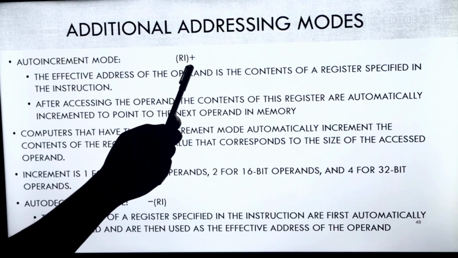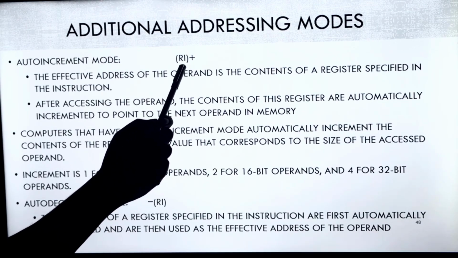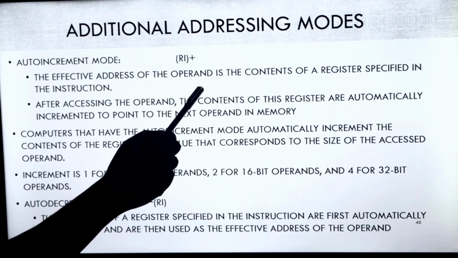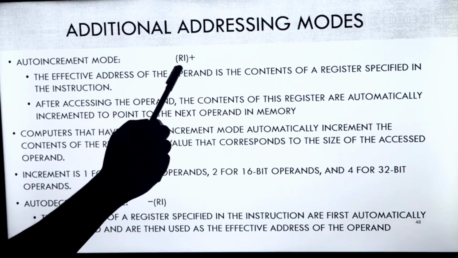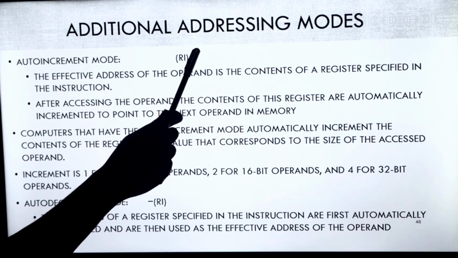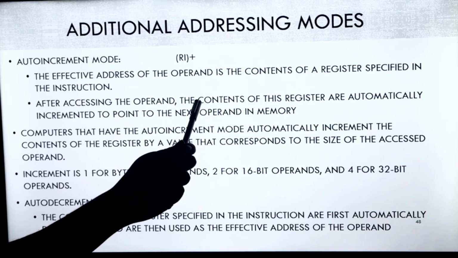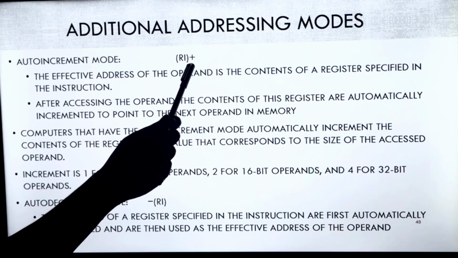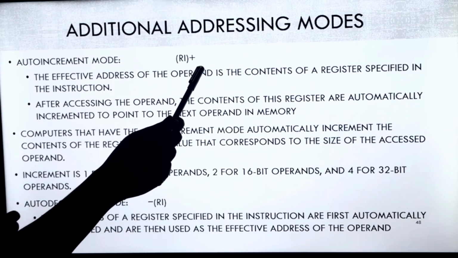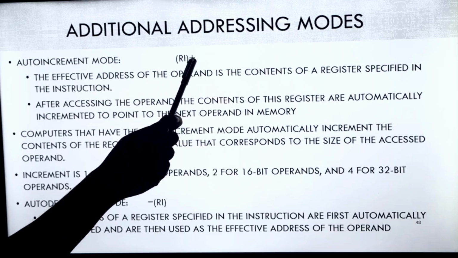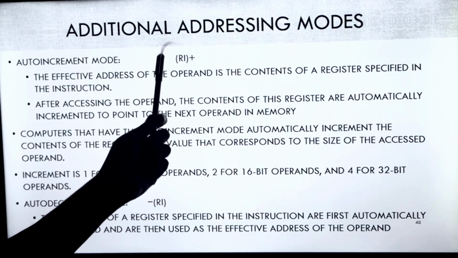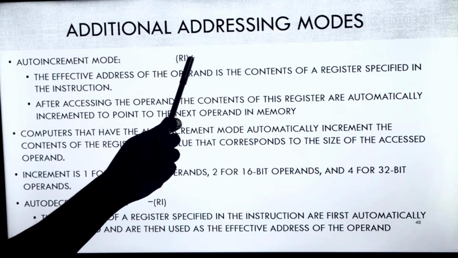If the value of Ri is 1000, or Ri is holding the memory address or register address of 1000, and I write (Ri)+, what will be the effective address? If I am not doing any operation, it will be 1000 only. (Ri)+ means initially I am not incrementing. I will perform the operation first, then I will increment. It's not pre-incremented, it is post-incremented. See the plus symbol. The plus symbol is on the right hand side, not the left hand side. It means first do the operation, then increment the value.